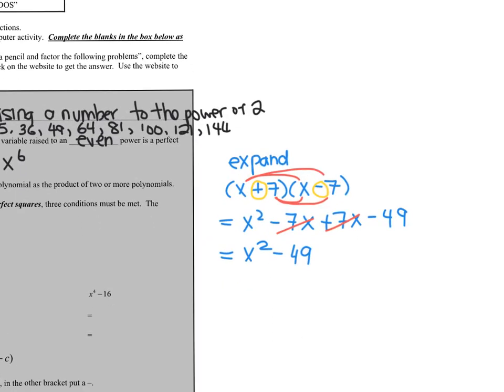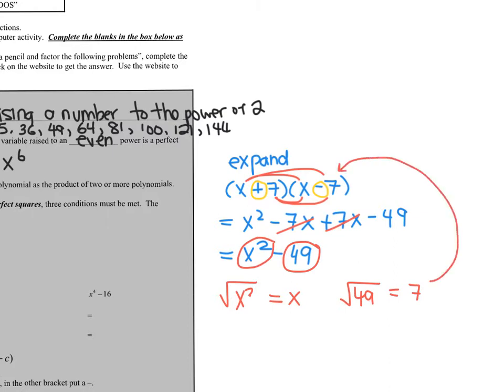What we should notice, x squared is a perfect square because it's an even exponent, and the 49 is a perfect square because 7 squared is 49. Now how can I go from this expanded form to the factored form we started with? Well, the square root of x squared is x. The square root of 49 is 7. There's the 7, and there's the x in each bracket. One bracket's going to have addition, one bracket's going to have subtraction.